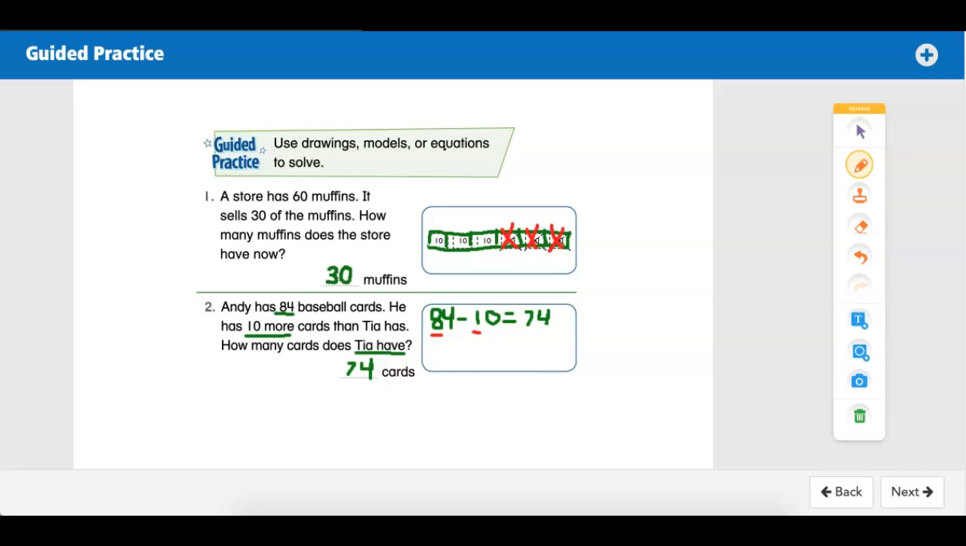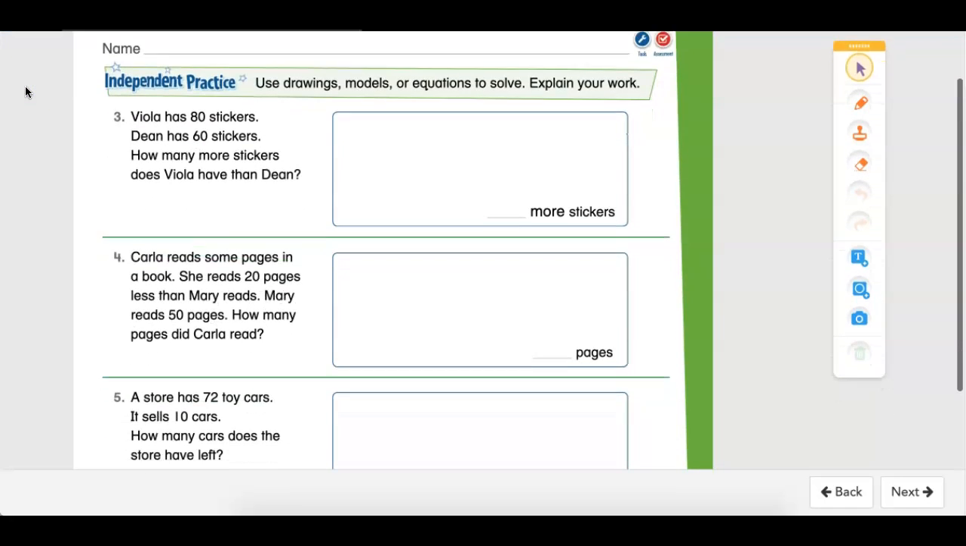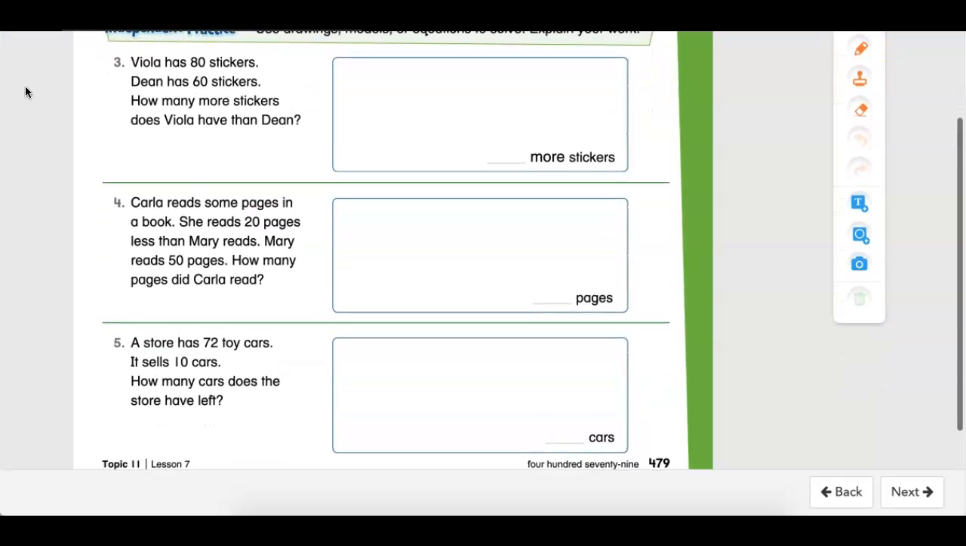Now let's look at our independent practice on page 479. Your directions say to use drawings, models, or equations to solve. Explain your work. You will need to pause the video as you are working through this page. Let's begin with number 3.